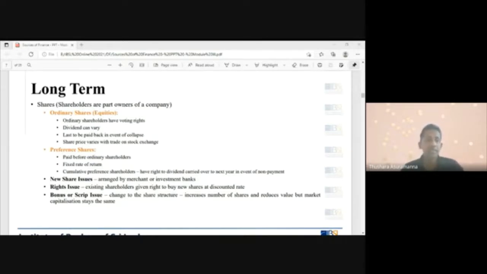Preference shares are another set of shares that you can issue after ordinary shares. We call them preference shares, right? They are in a priority order. They are placed above the ordinary shareholders. Maybe new shares: if you want further financing, you can issue further new shares. Or rights issues for the existing shareholders, you can issue rights or bonus shares. Like if you have some shares, you say for every 4 shares, I'll give 1 bonus or scrip issue. Again, you increase shares and get some cash into the business.